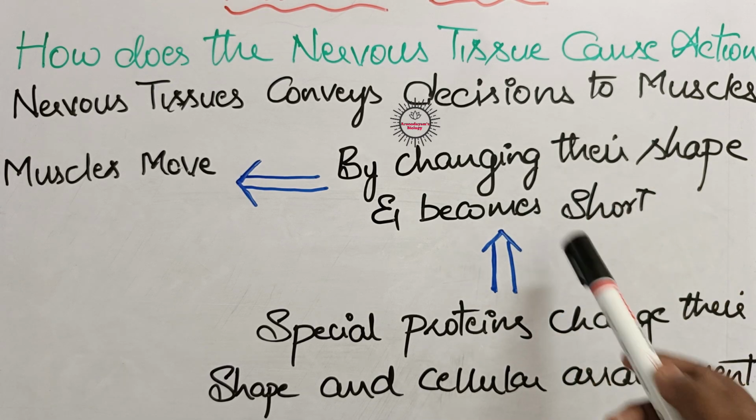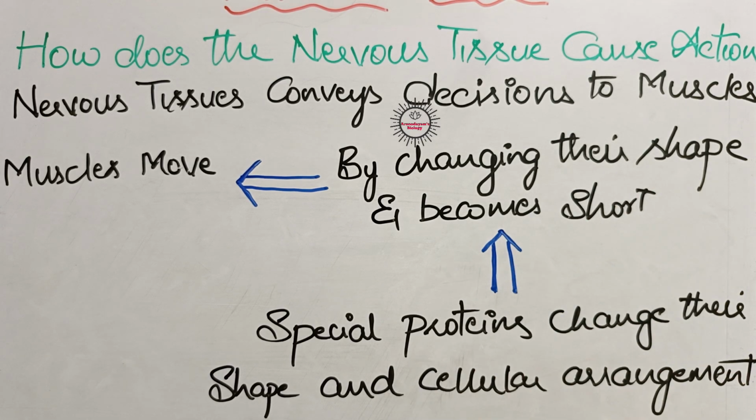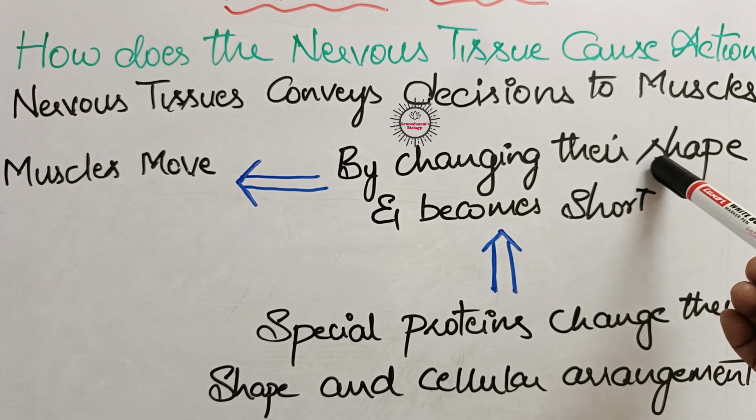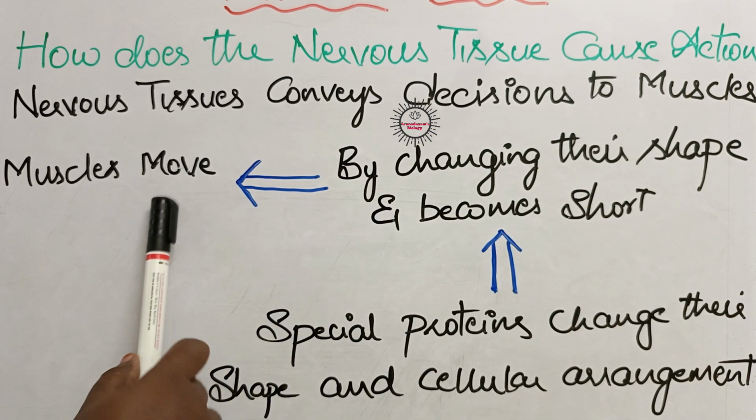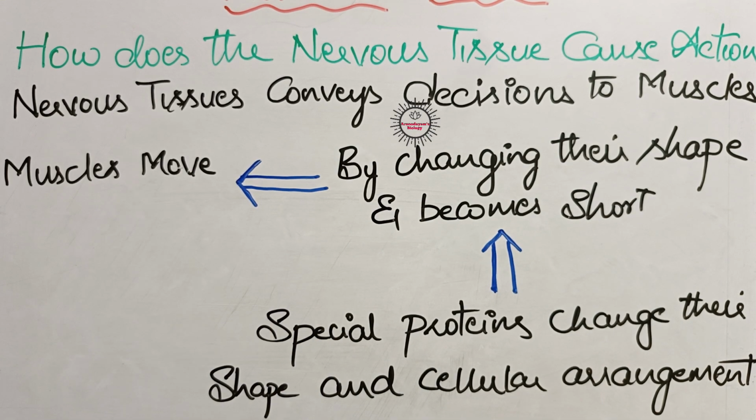How can muscles change their shape? It depends on the chemistry of the components of cells present in the muscles. Actually, muscles contain some special proteins which can change the shape of the muscle and change their cellular arrangement. Because of the new cellular arrangement, the shape of the muscle changes and it becomes short. By that they can move and do the action, that means picking up the pen from the board. So this is what happens in our nervous tissue while producing an action.